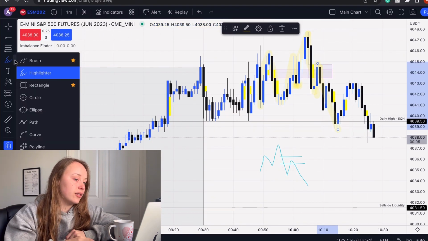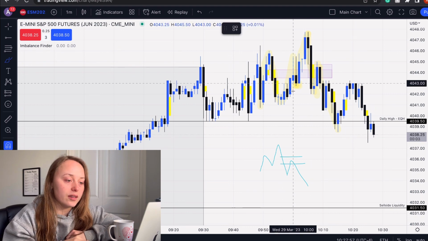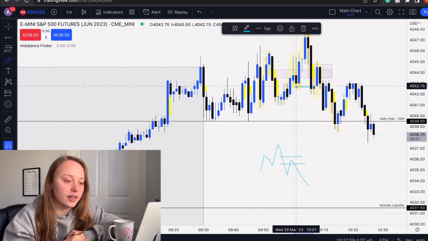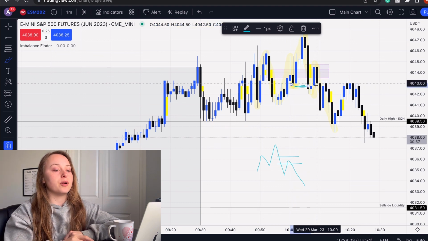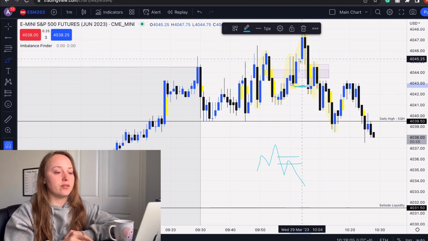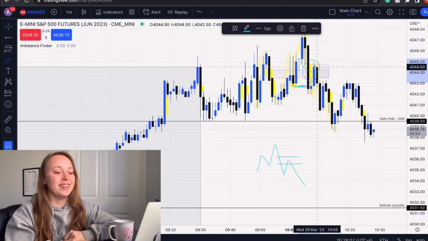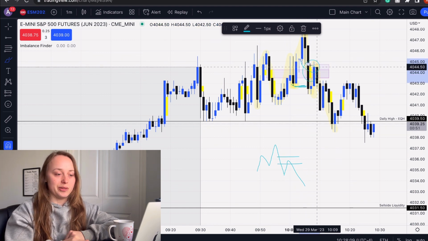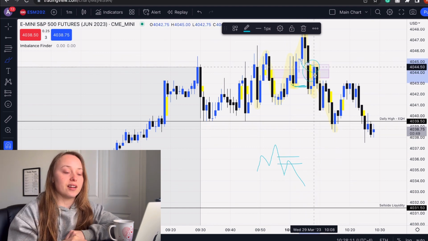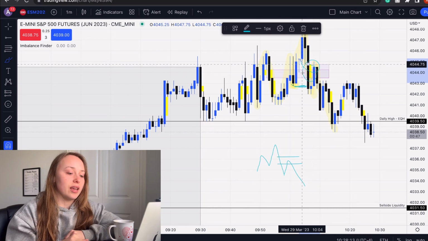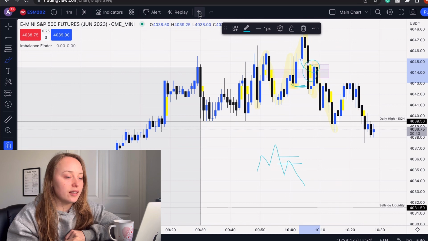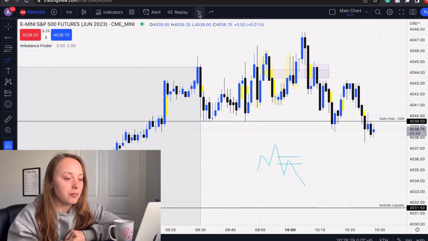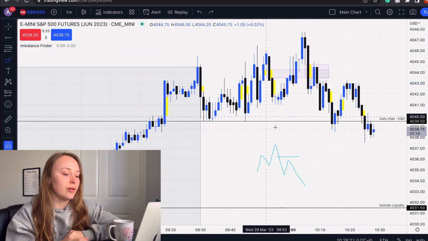Let's see. So as you can see, we have this break of structure right here. Comes down, breaks the structure. We have this fair value gap right here. We use that fair value gap as our entry point. And then we get in and we target the area of liquidity here. Let me see if I can erase all that. Nice. Oh no.